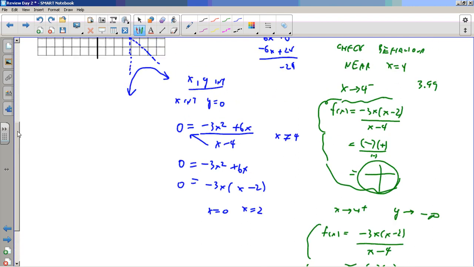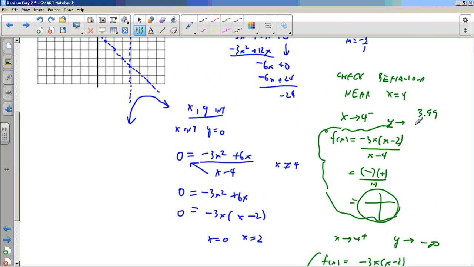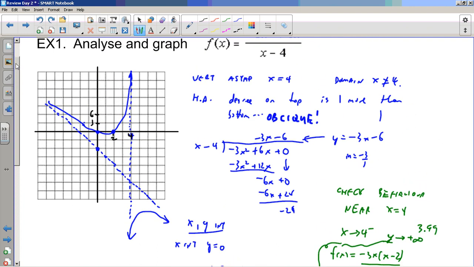Up here I could say y goes to positive infinity. And of course, you could use your calculator to help check that.